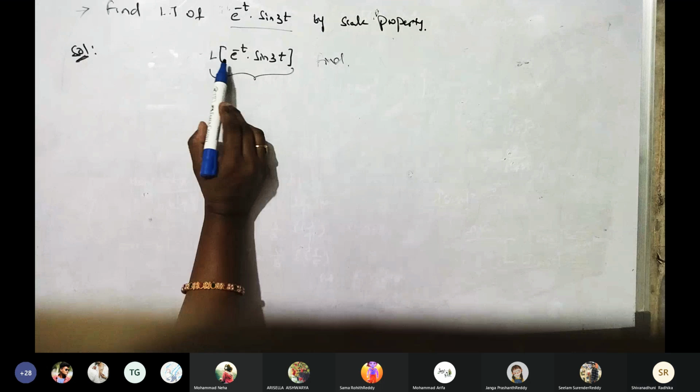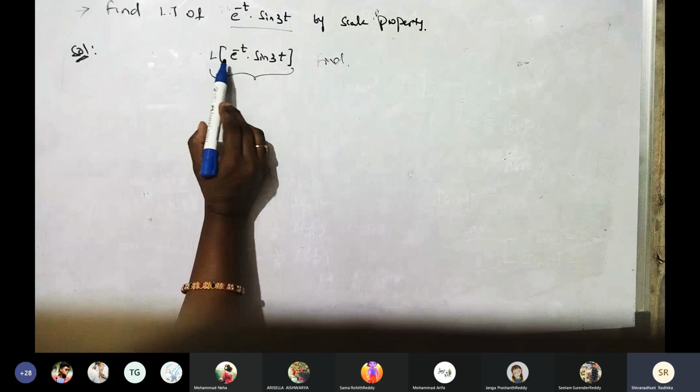We are getting more. For any problem, we need to find the Laplace transformation. Now we are going to find L of sin 3t by using the scale property. We are not using the scale property for the exponential; for this function only we are using the scale property. What is the scale property? It says L of f of a t equals 1 by a into f bar of s by a.